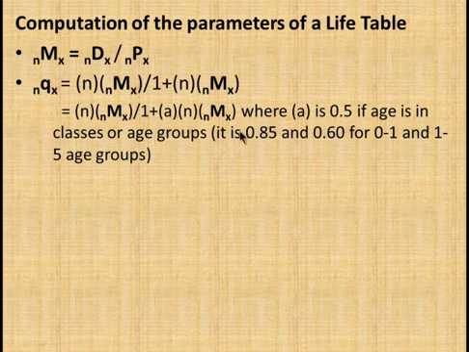But for younger ones, so when you have the age group 0 to 1, we don't use 0.5, we normally use 0.85 because mortality is higher in young ones. Even for older ones, the under 5, the children, it's a bit higher. So here we are using the 0.6.